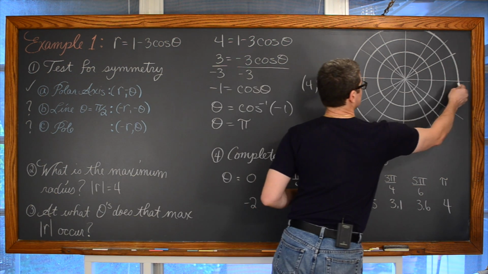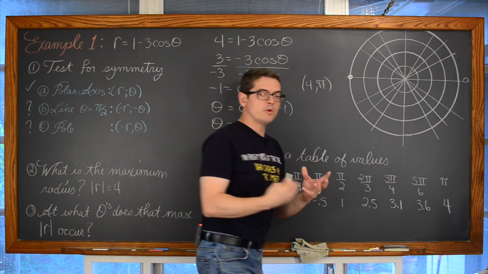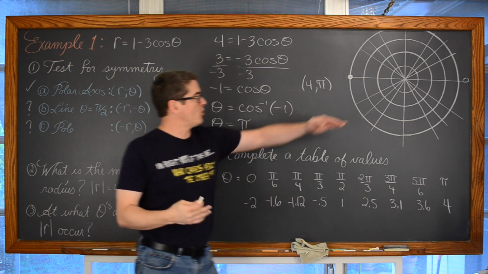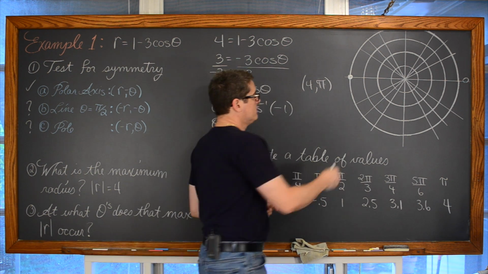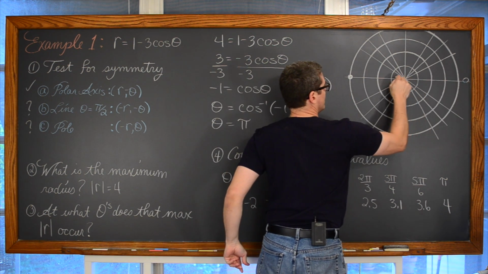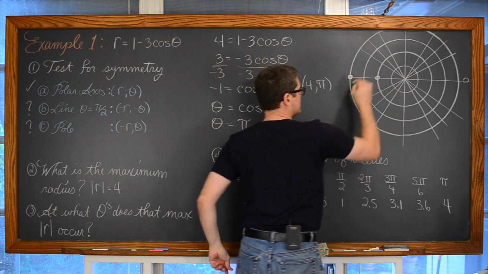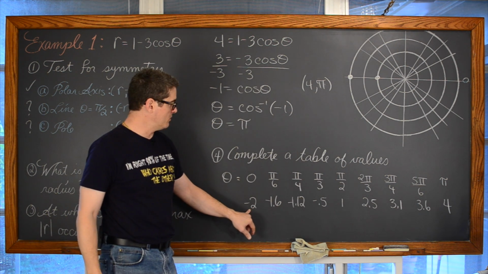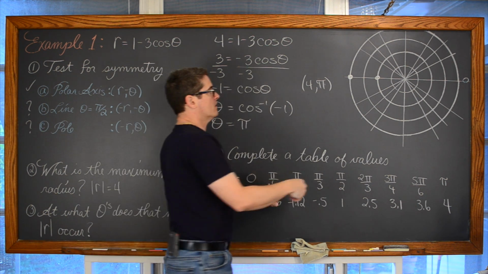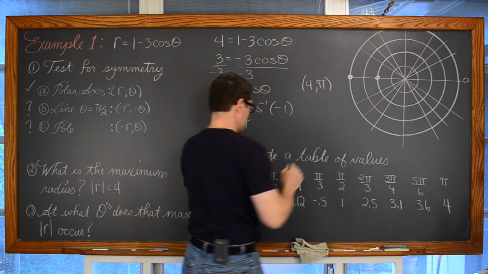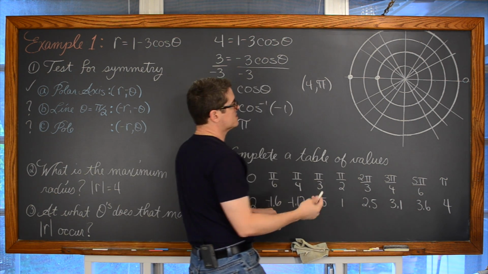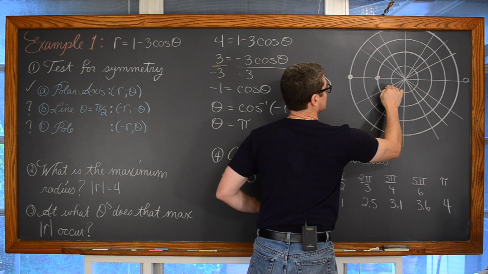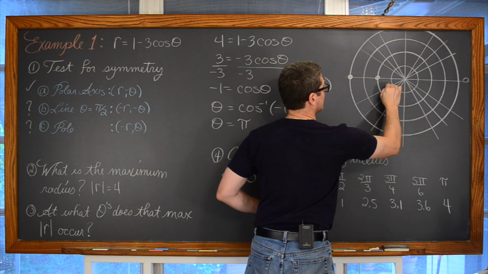So with my pointer, if you will, again, when we plot points, I like to think of it as a pointer on the pole. You rotate that first and then you move. Well, the pointer is pointing to 0, and then we move back 2 units because the radius is -2. And then we rotate that pointer to pi over 6 and move back approximately -1.6. So, I don't know, somewhere around here.